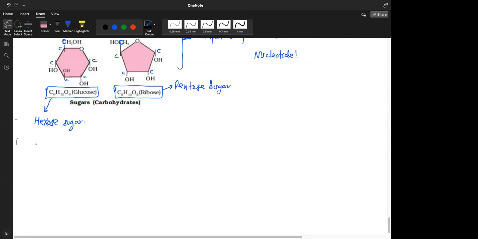So similarly, write down primary metabolites. Primary metabolites are those biomolecules which are present in all tissues. Especially the animal tissues. They are present in all animal tissues. So primary metabolites are those biomolecules which are present in all tissues.